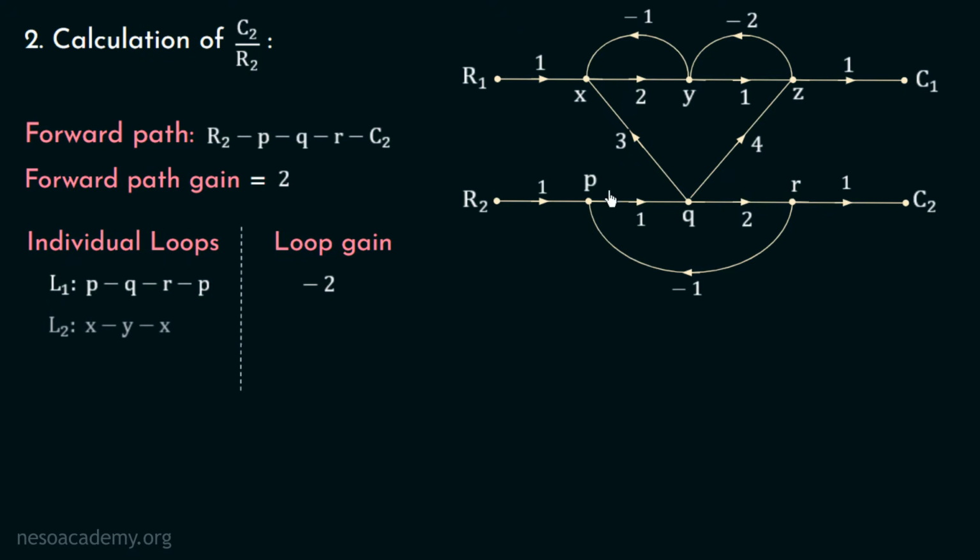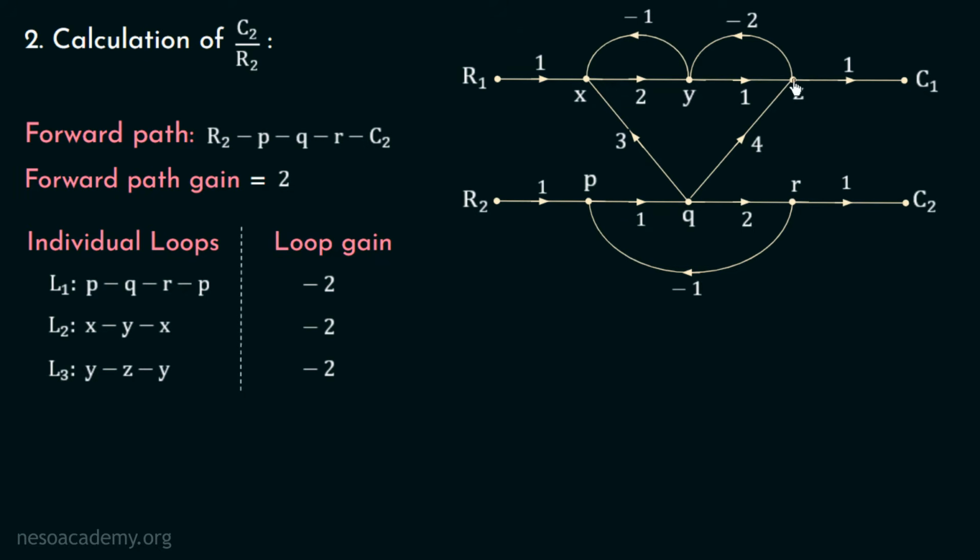Moving on, the second loop is x, y, x. And the gain of this loop will be 2 multiplied with -1, which is equal to -2. Now, the third loop is y, z, y. And the gain of this loop is the product of these two branches, which is equal to -2. In this way, we are done with the identification of individual loops and the calculation of loop gains.